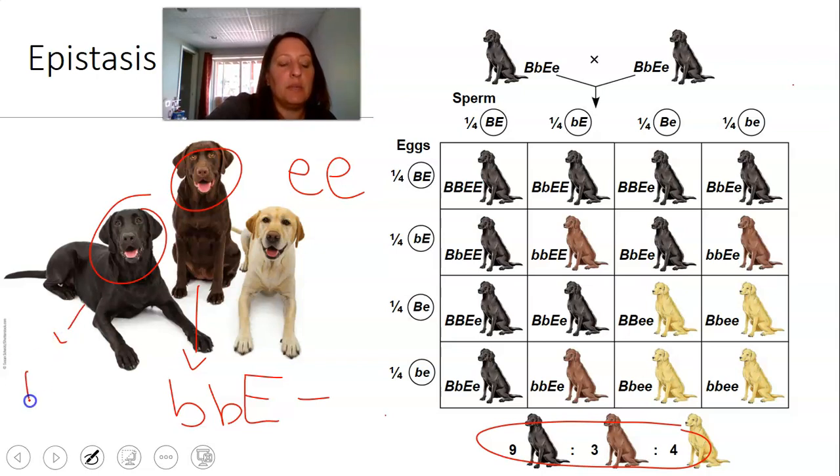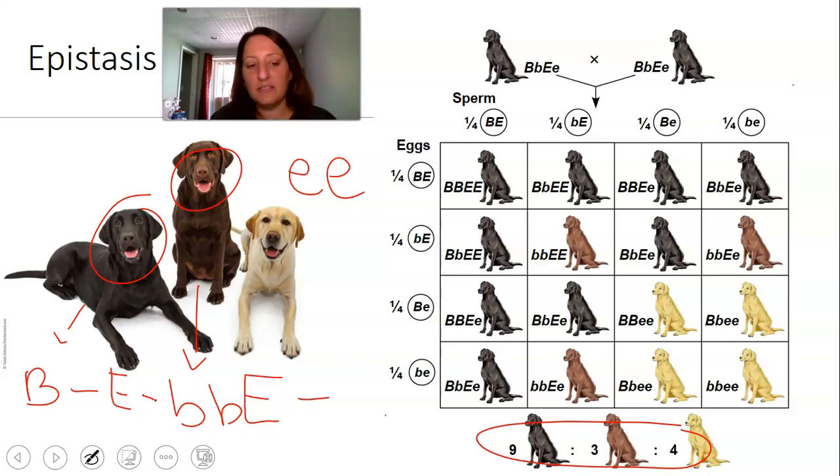And the black lab is going to be big B dash, big E dash, which means that dog can be big B, big B, big E, or big B, little b, big E, and that second allele for the letter E could also be big or little. Doesn't matter. So for a black lab, you have to have 1 dose of the dominant form of the B gene plus 1 dose of the dominant form of the E gene. For brown labs, it has to be homozygous recessive for the B gene, and then can be either heterozygous or homozygous dominant for the E gene.